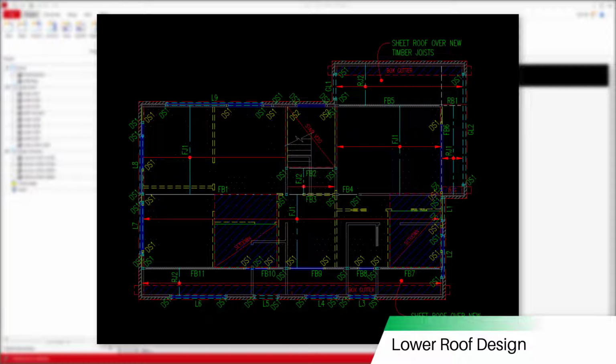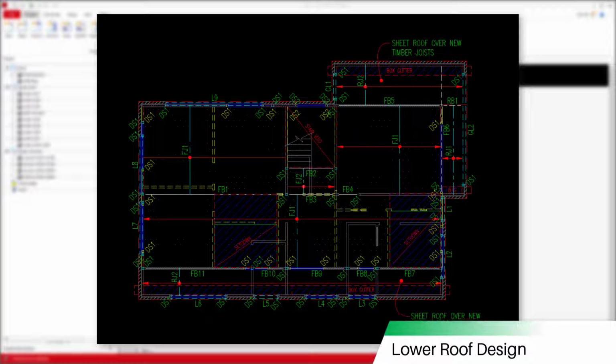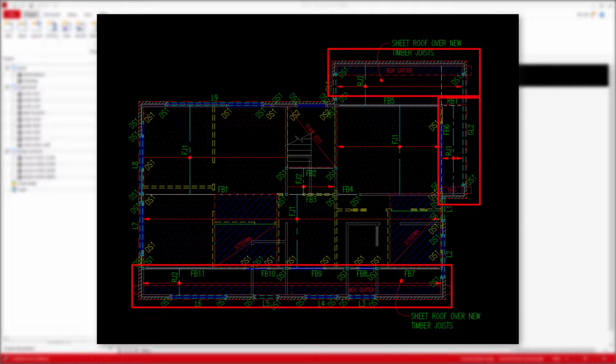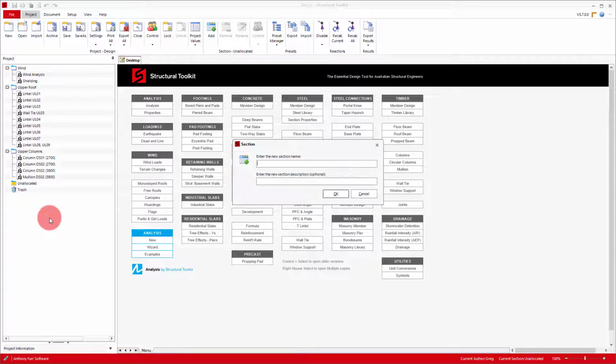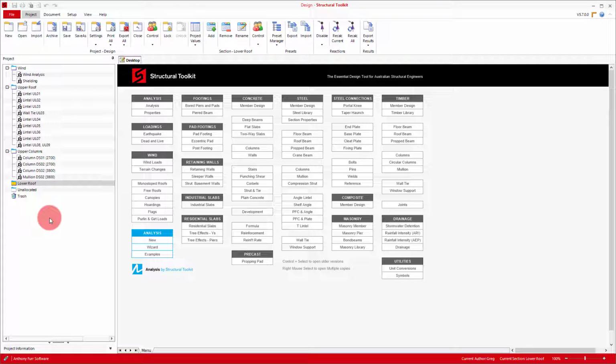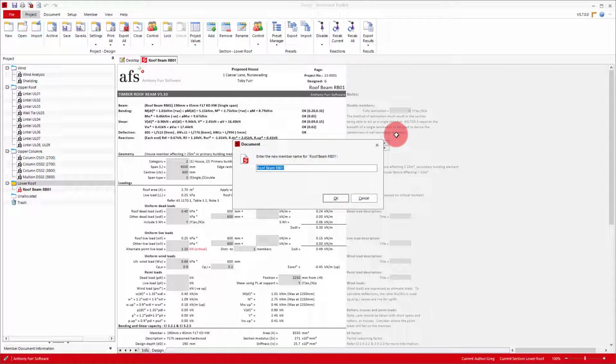So before we can get into the floor framing itself, we'll need to start with our lower roof design. We can first cover our joists, or our roof rafters as they are commonly referred to. In our Structural Toolkit project that we've been working on, we'll first want to create our lower roof section to the left. With this section active, we'll open up a roof beam design and name it Roof Joist RJ01.